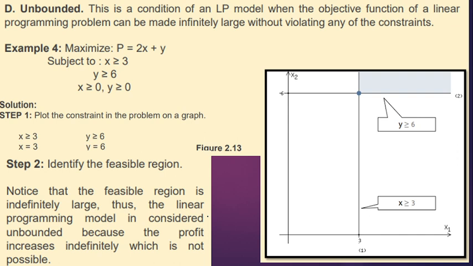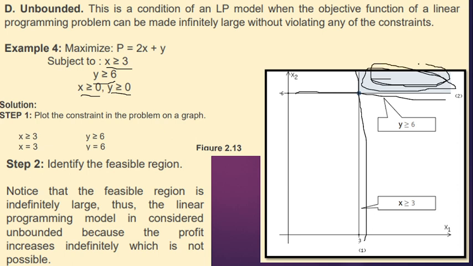Let's have an example. Maximize p equals 2x plus y, subject to the constraints x is greater than or equal to 3 and y is greater than or equal to 6. Take note, meron tayong non-negativity. So ito yung graphing niya. Y is greater than or equal to 6, and x is greater than or equal to 3. Class, there is no extreme point of the graph. Ito lang yung extreme point niya. Isa lang.